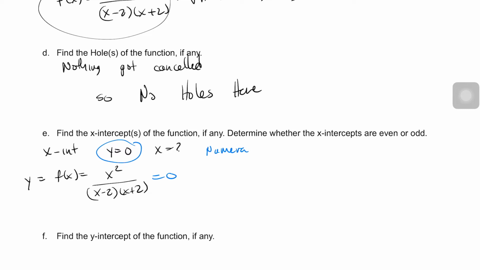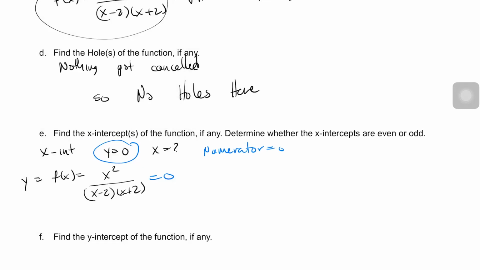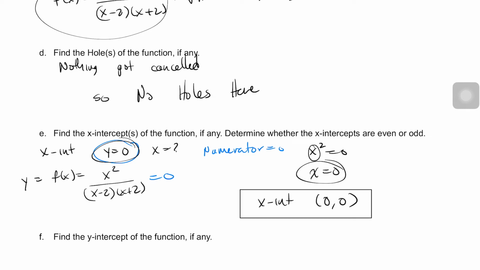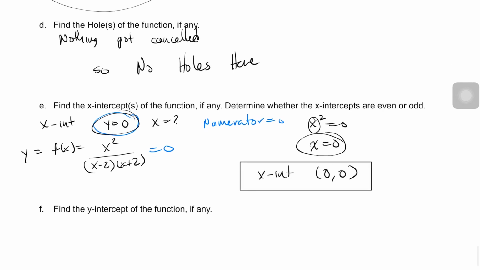There's nothing else that can be done. If this is not a 0, then this whole thing is not gonna be 0. So we look at the numerator and we set equal to 0. So we take x squared, set equal to 0. This is going to be 0 whenever x is 0. So the x-intercept is x equals 0. So x equals 0, y equals 0. That means the x-intercept is at 0, 0.